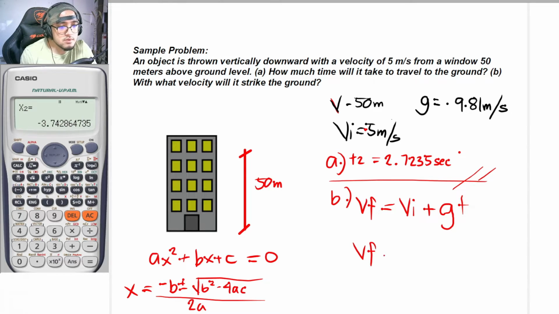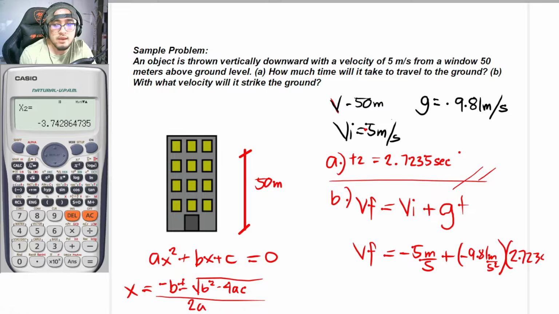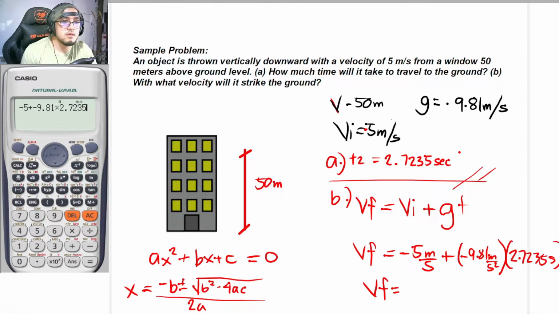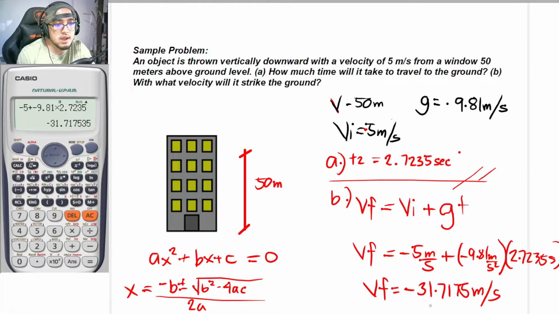With that, VF is equal to VI, and VI is 5 meters per second directed downward, so that is negative 5 meters per second, plus, what is our gravity? This is now negative 9.81 meters per second squared times time, and our t is 2.7235 seconds. So with that, going back to our calculator, negative 5 plus negative 9.81 times 2.7235. This is now negative 31.7175 meters per second.